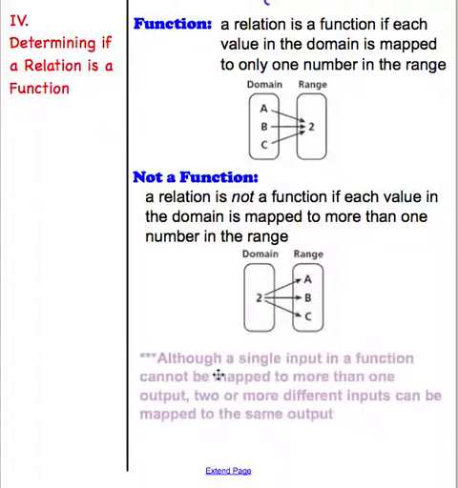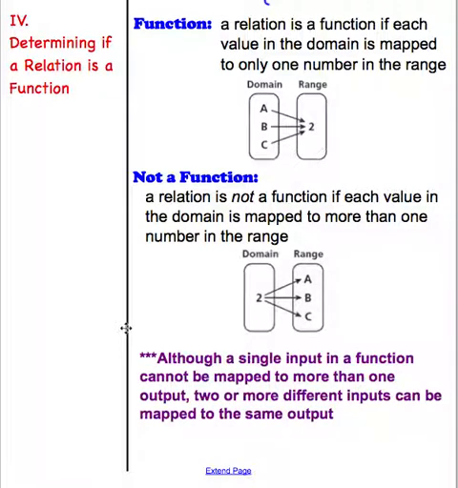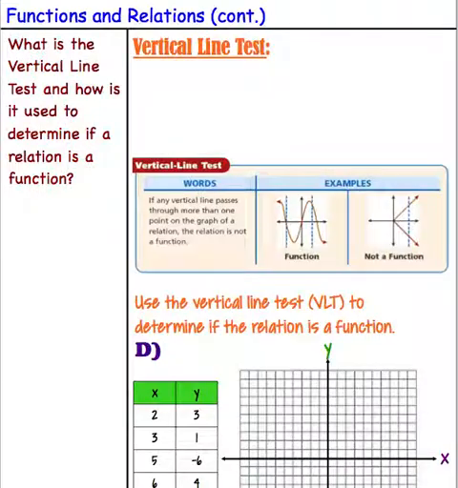a graph. Now remember, although a single input cannot be mapped to more than one output, as is the case in this second example, 2 or more different inputs can be mapped to the same output, which is the case here. So if we take a look, we're going to talk about this vertical line test. And the vertical line test is how you will be able to tell if a relation is a function when it comes to a graph.